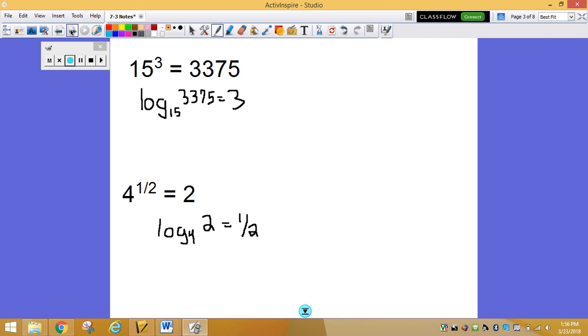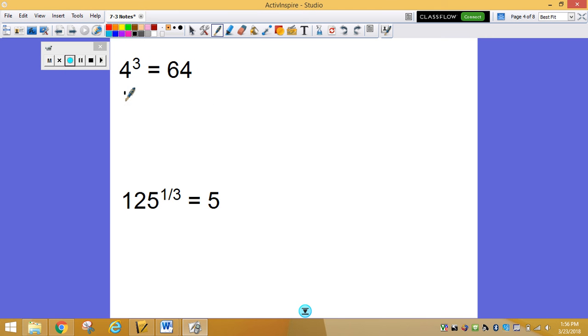I got 2 more of these just to make sure we're good. So write your log. Your big number becomes your base. Your exponent is what it equals. And the number here, what it equals on top, becomes your big number there. Okay, one more. Log. This becomes your base, so 125 goes here. Your exponent is what it equals. And then your big number here goes there.